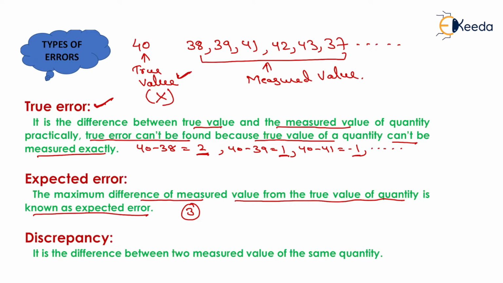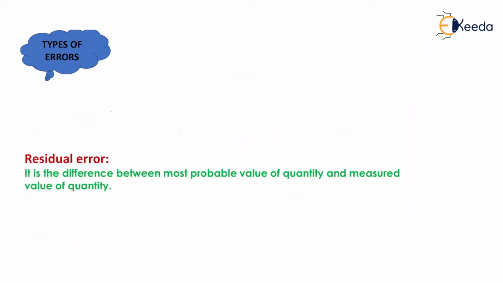Now what do you mean by discrepancy? It is the difference between the two measured values of the same quantity, that is 38 minus 39. Similarly, 39 minus 41 and so on. The difference between the two measured values of the same quantity is known as discrepancy.